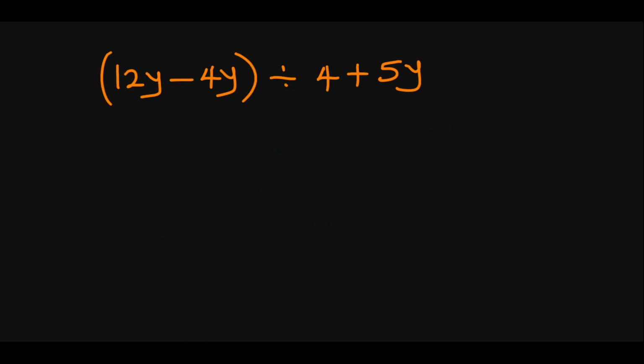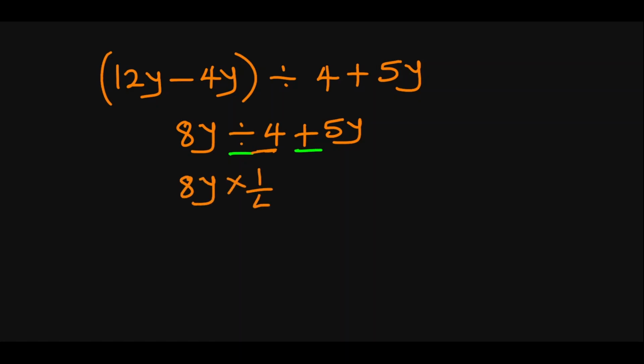12y minus 4y is in the bracket, and based on order of operations, that's the first one we'll do. So 12y minus 4y gives us 8y. Then we put our divided by 4 plus 5y. Now we still have operators from different families. We have the divided by and we have the plus. And based on the order of operations, divided by should be done first. And don't forget, divided by belongs to the 4. So we are going to now say 8y times 1 over 4 plus 5y.